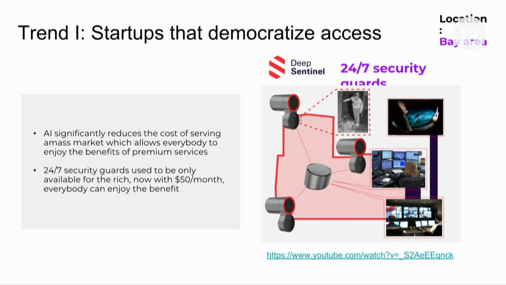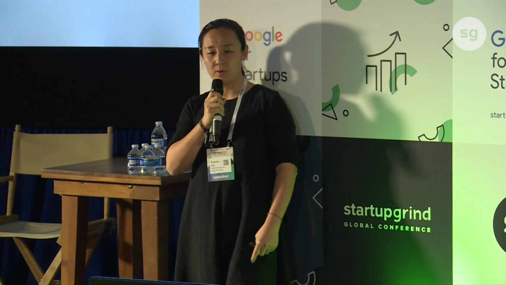What this means is that typically there are products or services that are only available to the super rich. So, for example, security guards. Usually, you have to spend hundreds or thousands of dollars to hire people to watch your home or offices. Most families can't afford it. One example I want to give here is a company called Deep Sentinel. They make a 24/7 security camera, which has people to watch it all the time, for $50 per month.